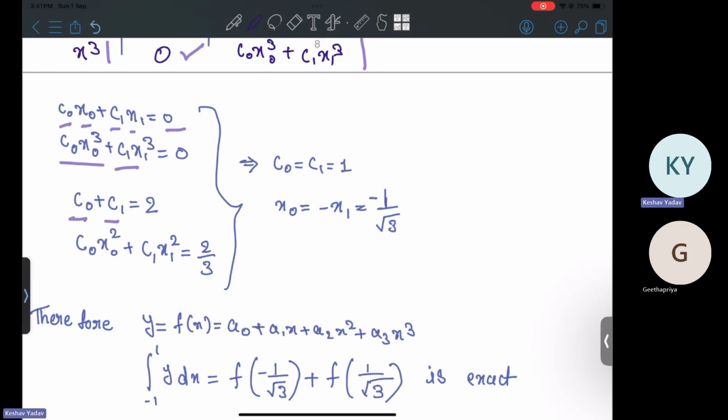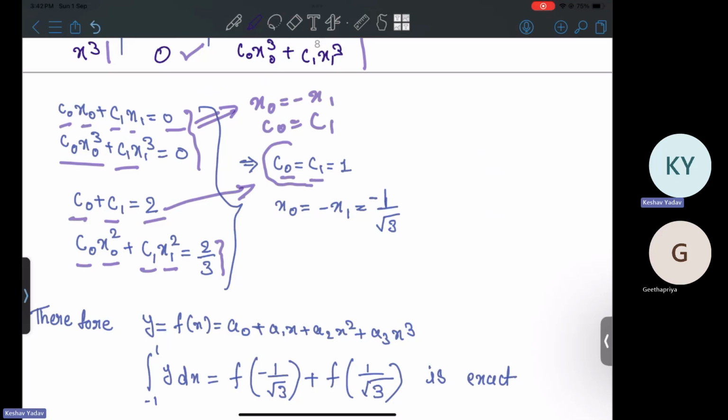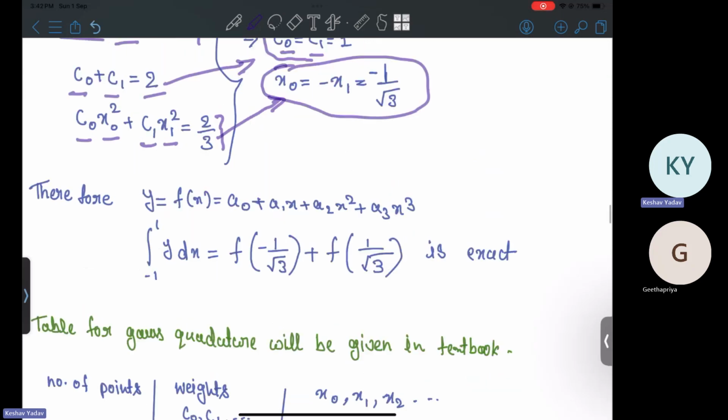C0 plus C1 equals 2, C0 x0 square plus C1 x1 square will be equal to 2 by 3. Now from here, if you see, we can find out that x0 will be equal to minus x1, and from these two equations, C0 will be equal to C1. By using this equation, we can find C0 and C1 will equal 1. And by using this equation, we can find this. Okay. So we have found out the values.